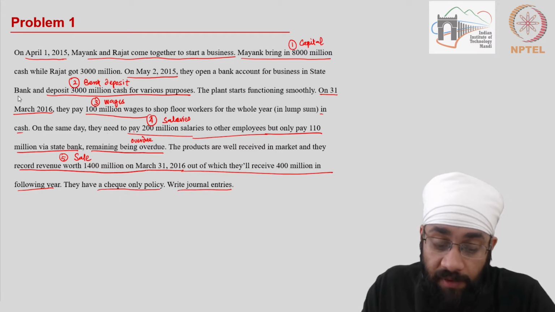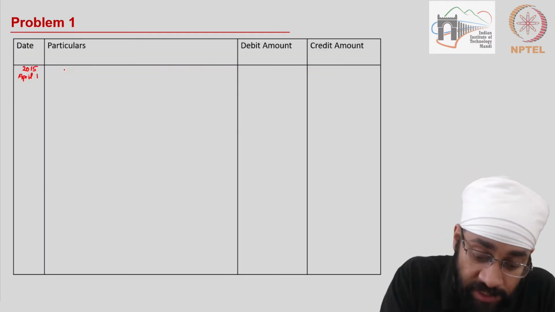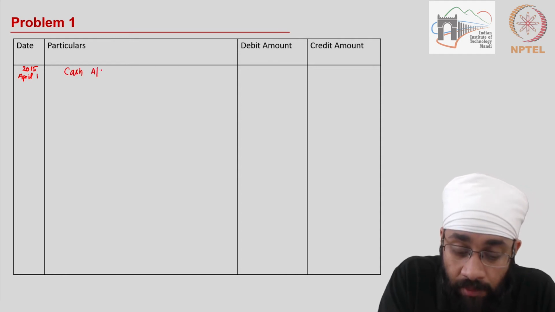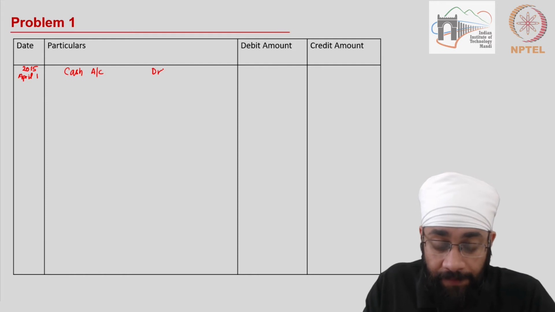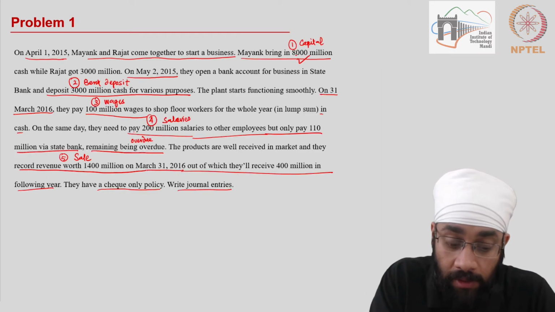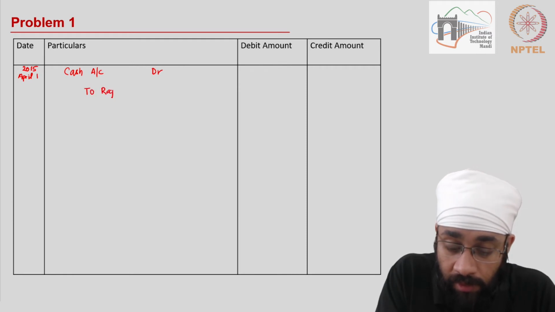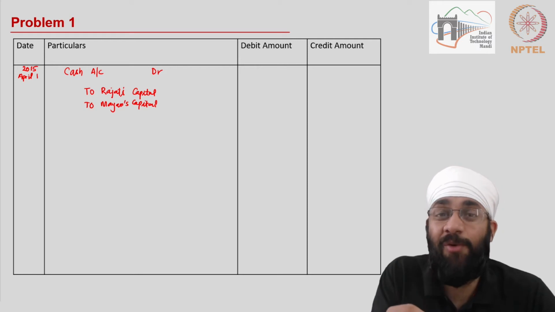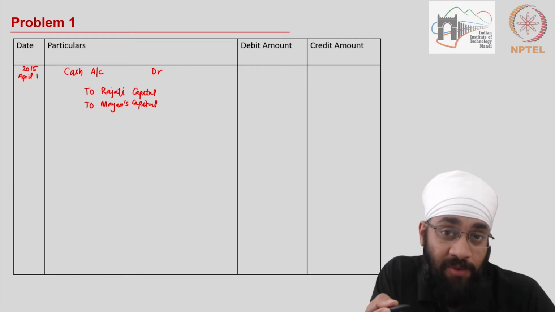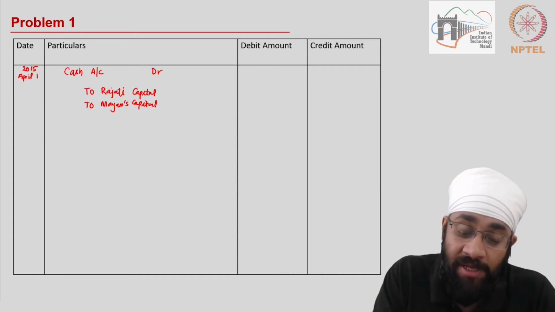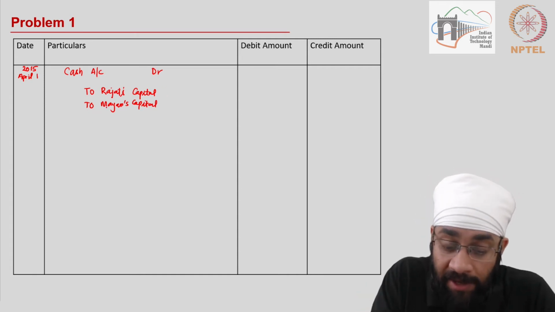On April 1st, 2015, two partners start the business and they bring in capital to the business. So the journal entry for that is you receive cash. So you're going to say cash account is debit, and the cash is being received because two people, Rajat and Mayank, are bringing in 8,000 and 3,000. So I am going to write to Rajat's capital, and I'm going to write Mayank's capital. Till now we've been writing shareholders capital account. Now we have the name of the shareholder. So I'm going to write the name of that shareholder. So Rajat's share capital, and Mayank's share capital account.